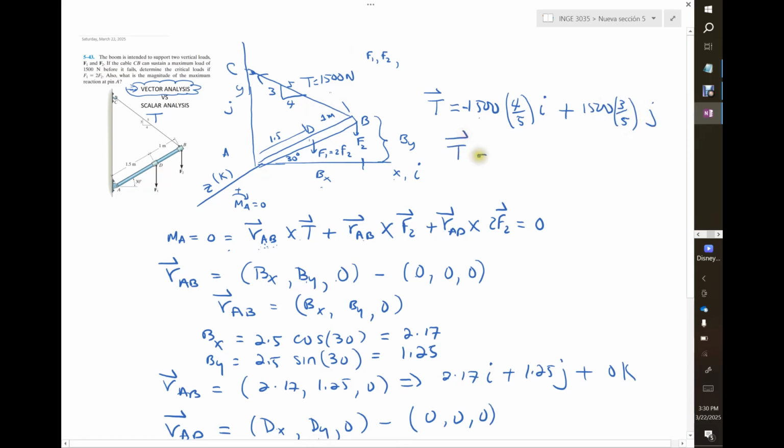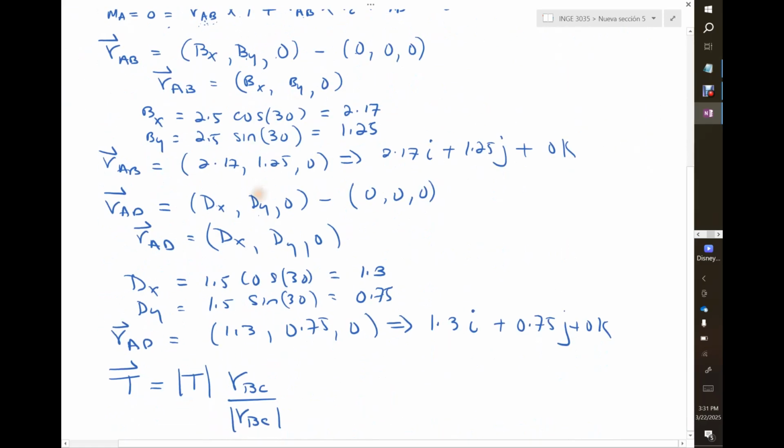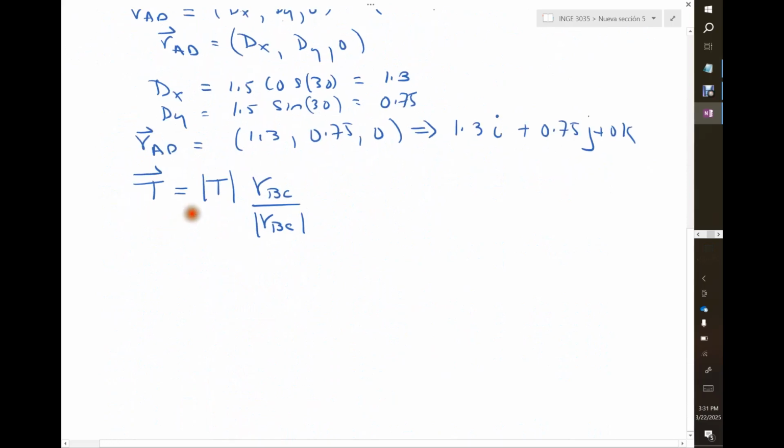So if we break this down, that's going to be about negative 1200 i plus 900 on the j direction plus 0 on the k direction. So that's the notation. You can do that because you're in 2 dimensions, and it's very straightforward to see the angle and everything. But if you happen to be in a 3-dimension scenario, then it's better to go through this route. So the first thing that I need is RBC.